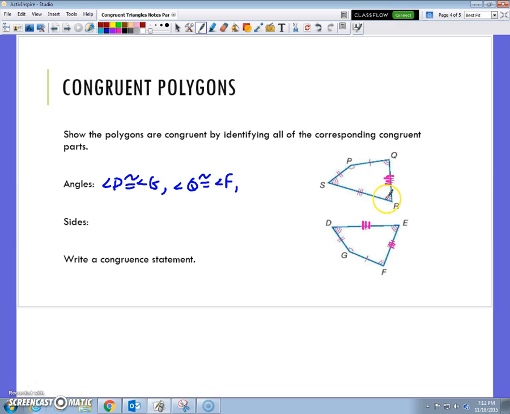And then we can look at our three dashes, R and E. Well, angle R is congruent to angle E. And finally, our four dashes, 1, 2, 3, 4, 1, 2, 3, 4. Angle S is congruent to angle D.